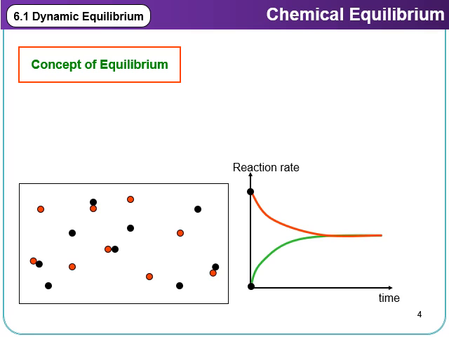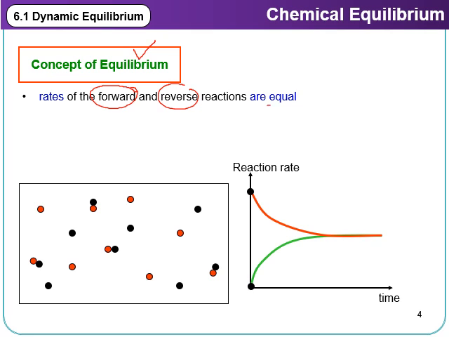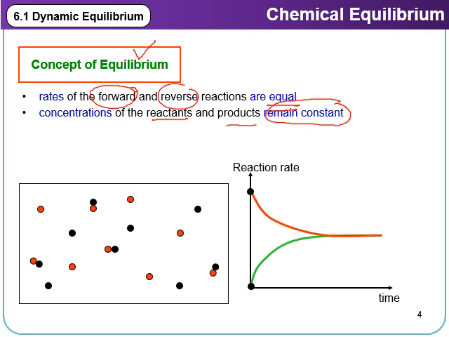Now, let's look at the concept of equilibrium, or the characteristics of a system which has already achieved equilibrium. First, the forward and reverse reaction rates are equal. Second, the concentrations of reactants and product remain constant. If you look at the graph below, at this moment the reaction has already achieved equilibrium.